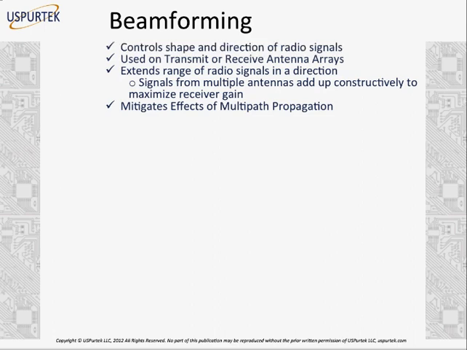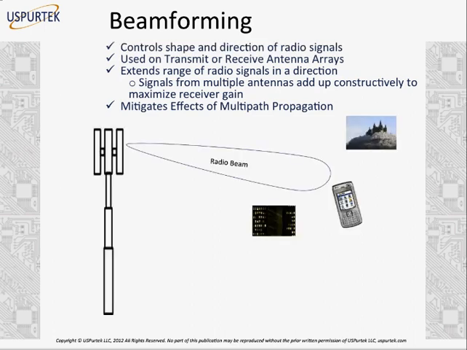Moving on to the next technique that is used in MIMO, beamforming. In beamforming, we basically control the shape and direction of radio signals. This can be realized when we have multiple antennas or an array of antennas. This technique is used to control the shape and direction of transmitted or received signals. It combines signals in antenna elements in such a way that constructive interference happens in a certain direction and destructive interference happens in other directions.